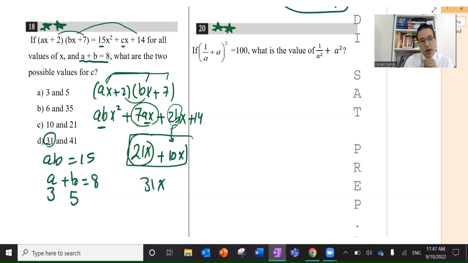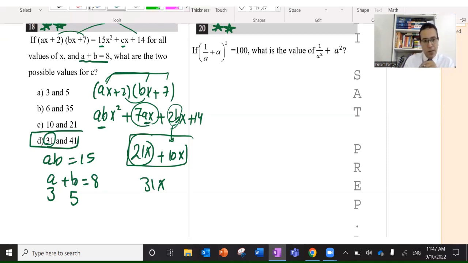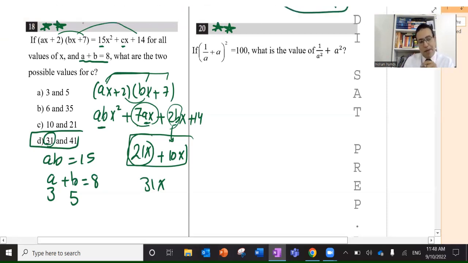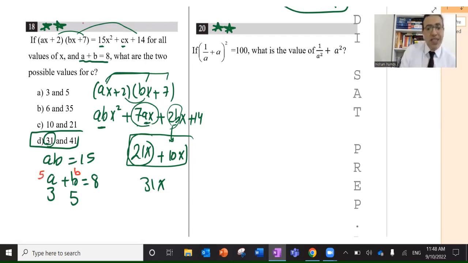And as we can see, the only answer that has 31 is D. What if you wanted to figure out the second value? I assumed that a is 3 and b is 5. You can assume that a is 5 and b is 3. In this case, it will give you that a plus b, their sum is 41, but you don't have to solve all the steps for it. Again, I expand the bracket, I compare the values of a and b, and I figure out the value of c. This question passes through all kinds of polynomial operations we have studied.